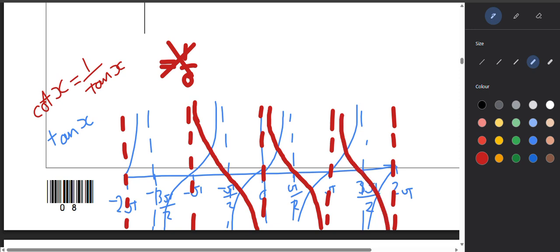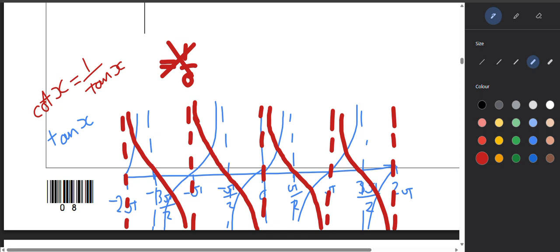And then just keep doing that really. And then you can see where the curve is between the asymptotes, and we just repeat that. So we end up with this. So that is what cot x looks like.